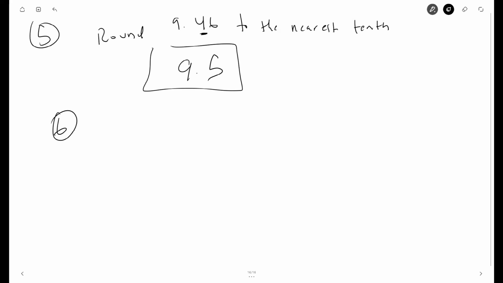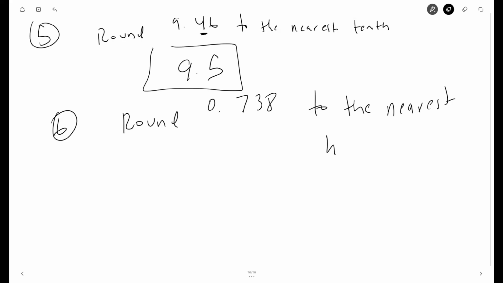Problem number 6. We're gonna round 0.738 to the nearest hundredth. Okay, so that would be tenth, hundredth. So it is here. That means that we look at the number to the right. Is 8 greater than or equal to 5? Yes, so we need to add 1 to 3. So that would be 0.74.